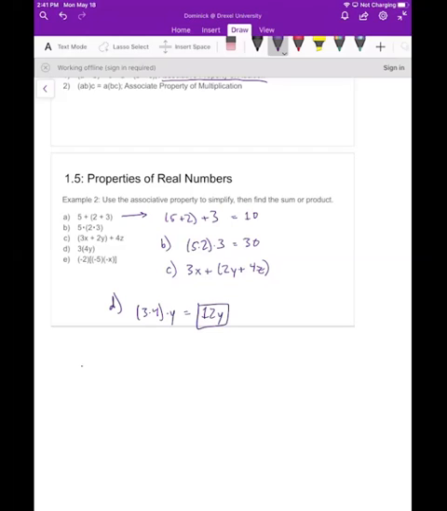All right, and last but not least, part E, we could say this is negative 2 times negative 5 and group those together with negative x over here. So these two would give me a positive 10 times a negative x. So together these would give me negative 10x.